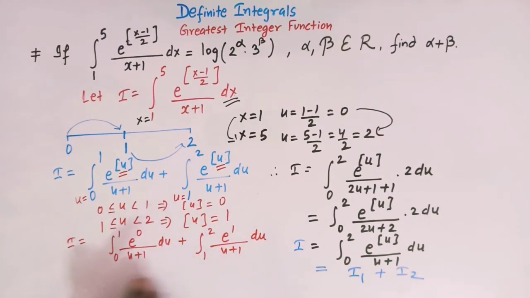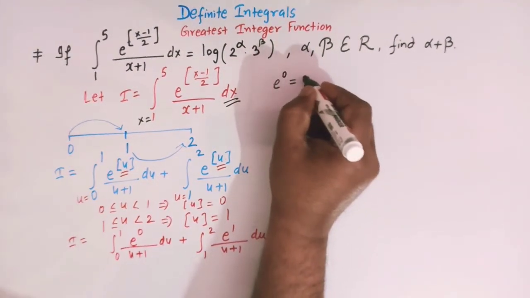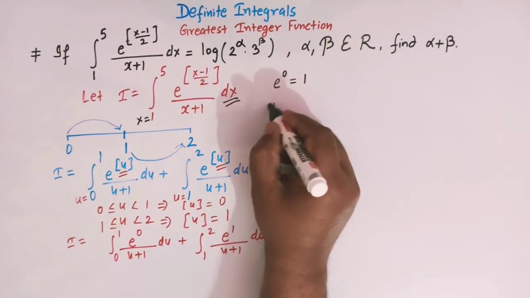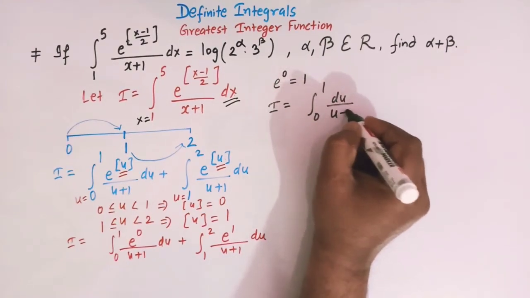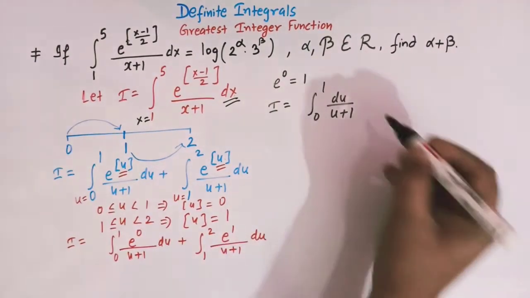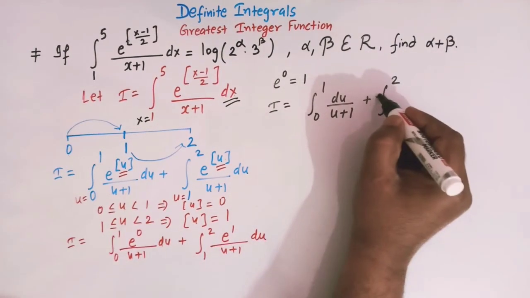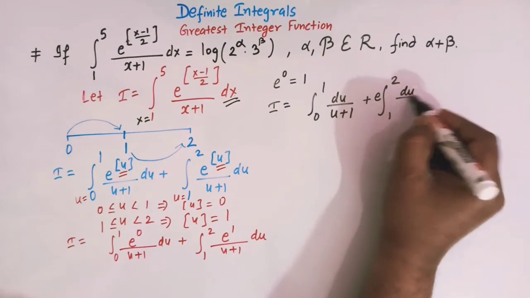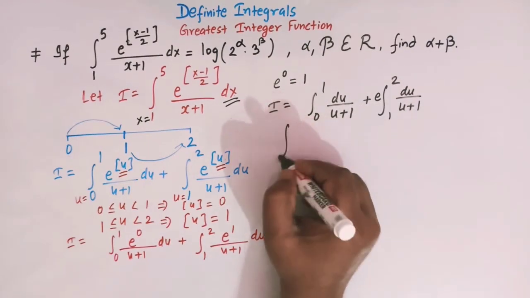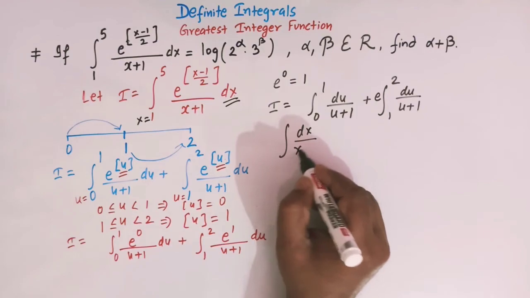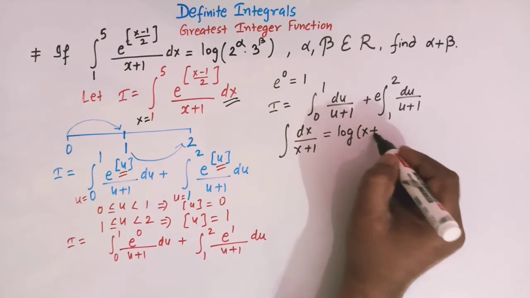So now we have these two simple integrals. So now we know that e raised to 0 is 1, and here I can be written as integral from 0 to 1 of du over u plus 1, right? So e raised to 0 is 1. And similarly here we have 1 to 2, e raised to 1 is e, the exponential number, and we have du over u plus 1, right? So now we have two simple integrals, and here we can apply the rule dx over x plus 1, that is the integral of 1 over x plus 1 is log of x plus 1, right?